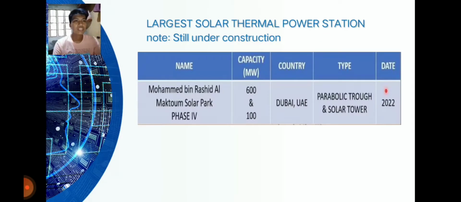And the largest solar thermal power station still under construction is Mohammed bin Rashid Al Maktoum Solar Park Phase 4. So capacity 600 and then 100. And the country niya is Dubai, UAE. Yung type niya parabolic trough and solar tower. So date to top 2022.